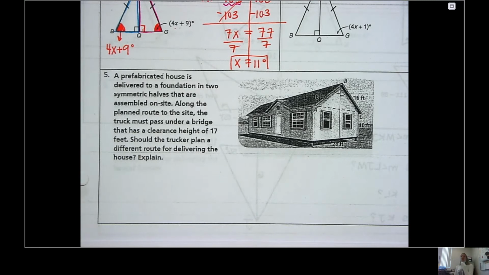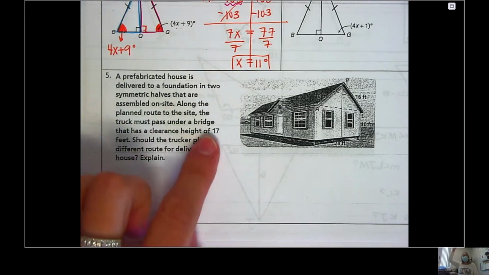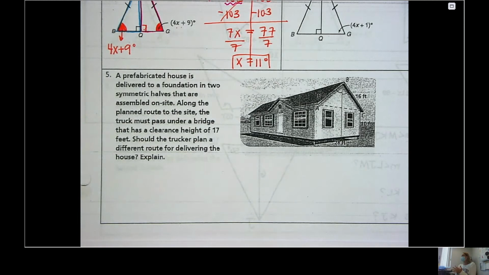Explain. Okay, so this is real life stuff. If you have ever seen people with their tiny homes on the back of their trucks, this is the thing. If you have a house that is taller than 17 feet and the clearance is only 17 feet, what's going to happen when you try to drive under it? You're going to get yourself into an accident, obviously, because it's not going to go under the bridge if it's bigger than 17 feet. So we want to check and see if this house is taller than 17 feet.